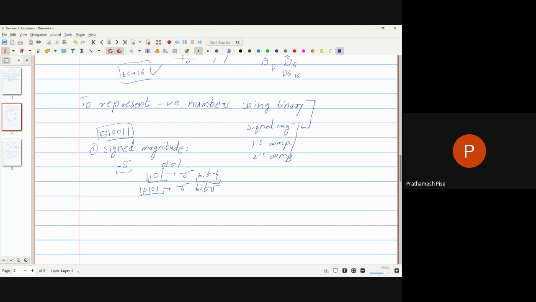Let's also cover the sign extension part in this section itself. If I give you -5 in 5 bits, and I ask you to convert it to 8 bits, how will you do it? Can anybody tell me? If I give you -5 in 5-bit signed magnitude and ask you for the 8-bit signed magnitude of -5, how will you extend the sign? How will you extend the number?